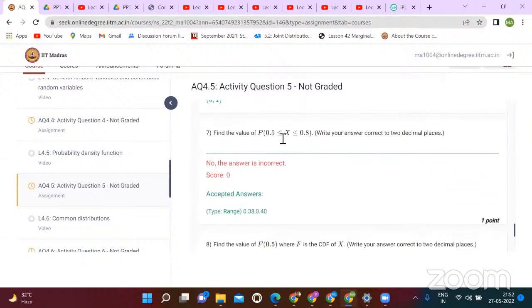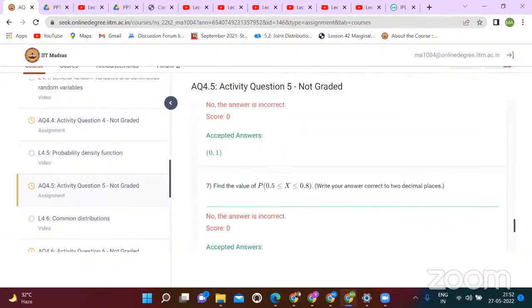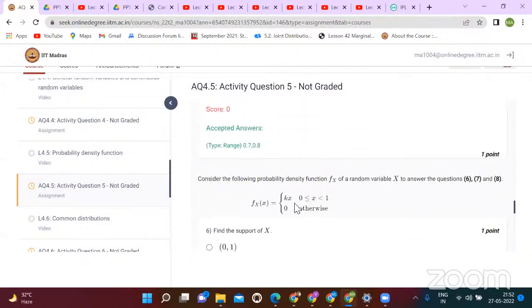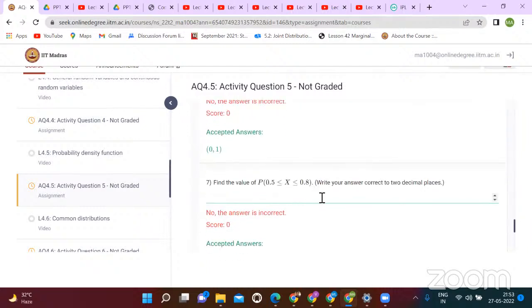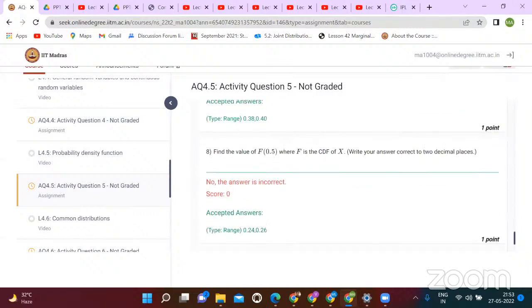Now we have to calculate from 0.5 to 0.8. You'll do the same thing; you just have to calculate the area. So here also, do the integration from 0 to 1 and get the value of K. How will you get that? Do the integration from 0 to 1, equate it to 1, and you'll get the value of K. Now, whatever you have been asked, like the probability from 0.5 to 0.8, do the area from 0.5 to 0.8, and you'll get the value.